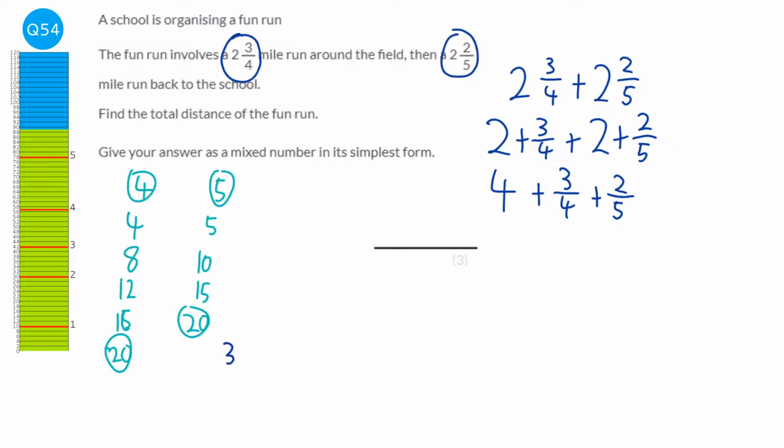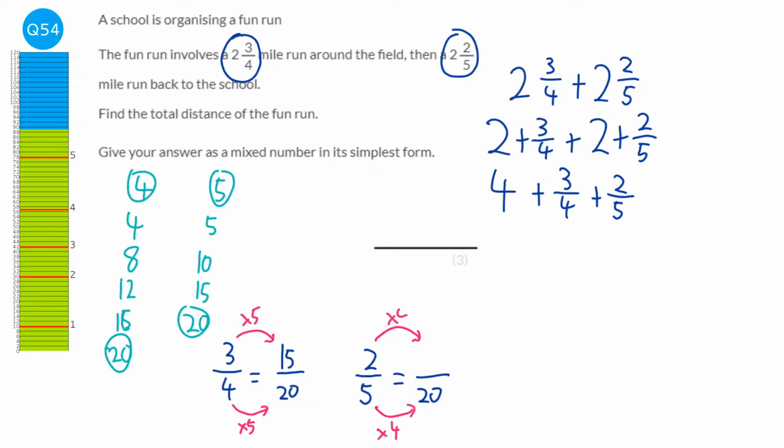Now for 3/4, to get the bottom to equal 20, we need to times the 4 by 5. And whatever you do to the bottom, you've got to do to the top, so times that by 5 as well, which will be 15. And for 2/5, we'll get that bottom to 20, so we times that by 4. And so we've got to times the top by 4 as well to make it 8. So it's going to be 15 over 20 plus 8 over 20.